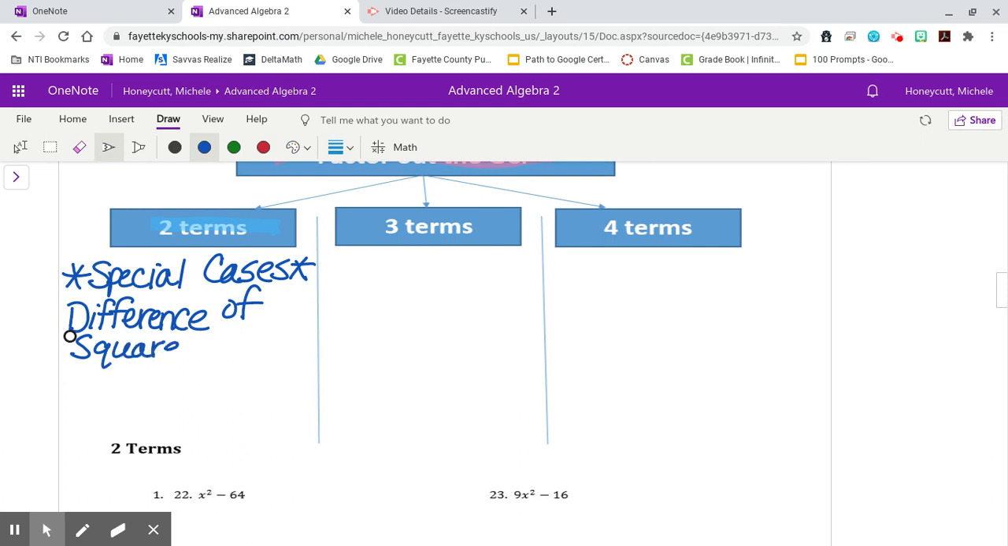And it follows a pattern a squared minus b squared. It's called a difference of squares because the word difference means subtraction, and it has the word squares in it because you're subtracting a perfect square minus a perfect square. So if you see one perfect square subtracting another perfect square, that follows the factoring pattern a plus b times a minus b, where a is the square root of a squared and b is the square root of b squared. So let's try a couple of those examples.